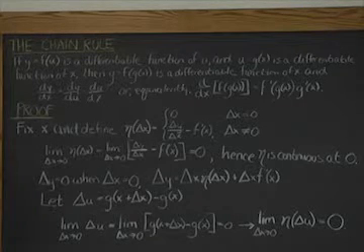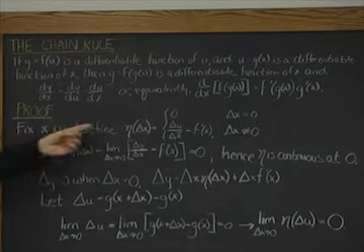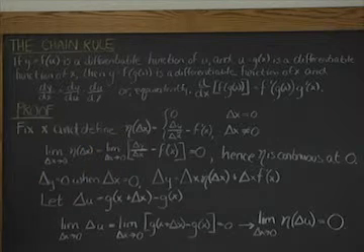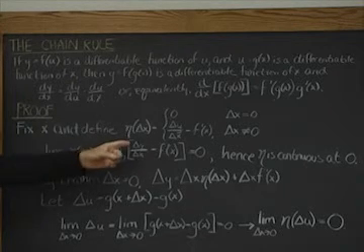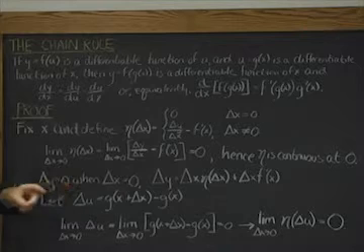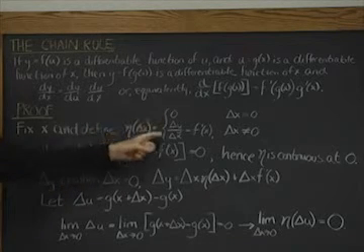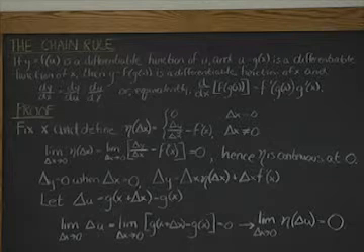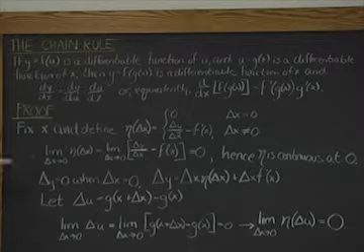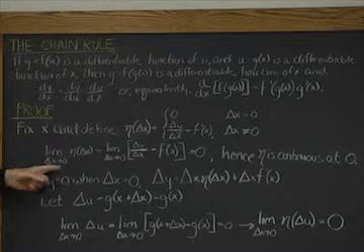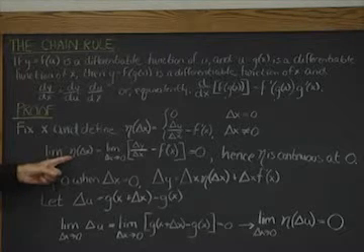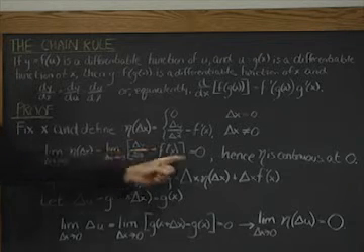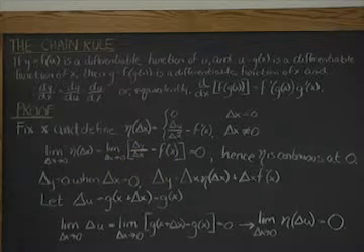So here's how we do it. We fix x and define a new function eta of delta x. That's the Greek letter eta. And it's equal to the following. It's 0 if delta x equals 0, and it's delta y over delta x minus f prime of x if delta x does not equal 0. Now notice that the limit as delta x approaches 0 of eta of delta x is the limit of that expression there, which equals 0. Hence, eta is continuous at 0.